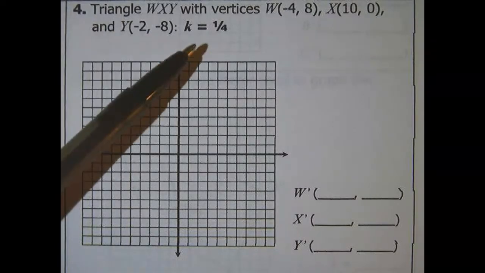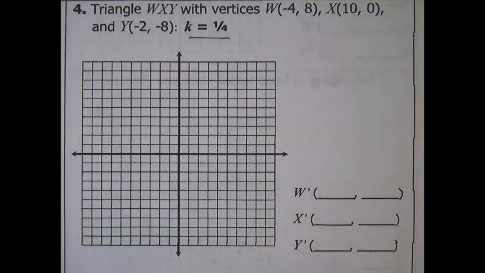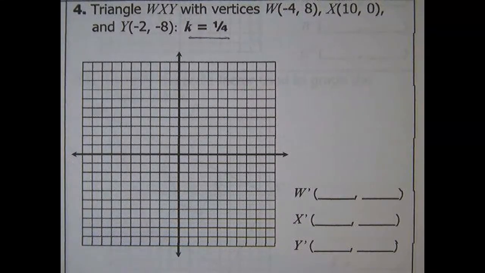Okay, so the next example that I'm going to show you, notice that k is now a fraction. It's now less than 1, which means we're going to start out with a larger image, and it's going to now be reduced to a smaller size. So we'll see how that kind of dilation works.